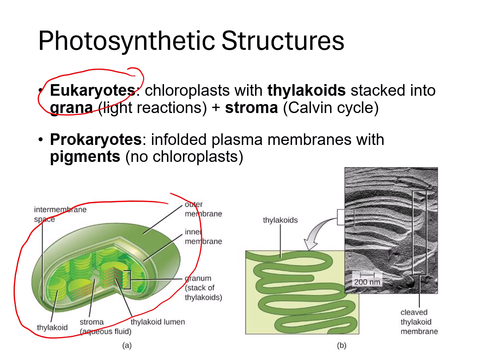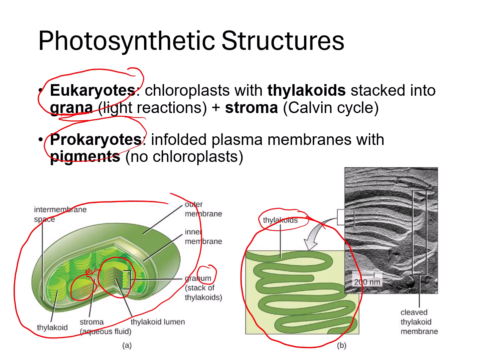The light reactions will occur in the thylakoid membranes that are organized into stacks called grana. Singular would be granum. The Calvin cycle, or the dark reactions, are going to happen in the stroma, the liquid portion inside the chloroplast. Prokaryotes, though, like bacteria, do not have membrane-bound organelles like chloroplasts, so instead they're going to use infoldings of their plasma membrane that contain pigments. So these are going to be thylakoid-like structures that contain photosynthetic pigments.